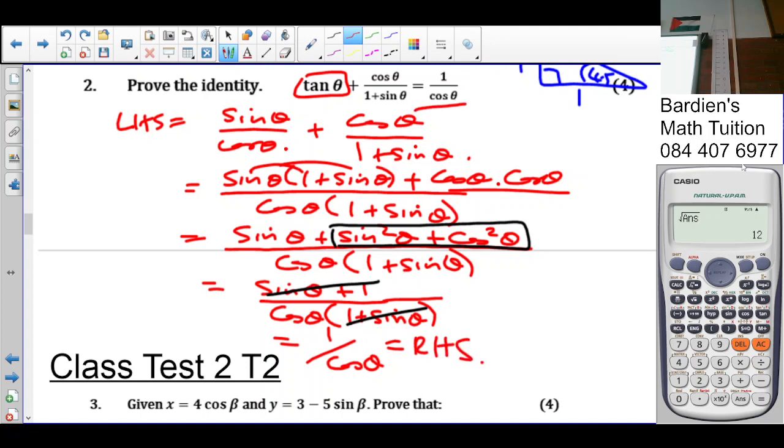Okay? The marks were as follows. I gave you 1 for changing tan to sine over cos, 1 for getting your LCM right, and 1 for the numerator there, and 1 for changing sine square theta plus cos square theta to 1. 4 marks. Okay? And cancelling there.